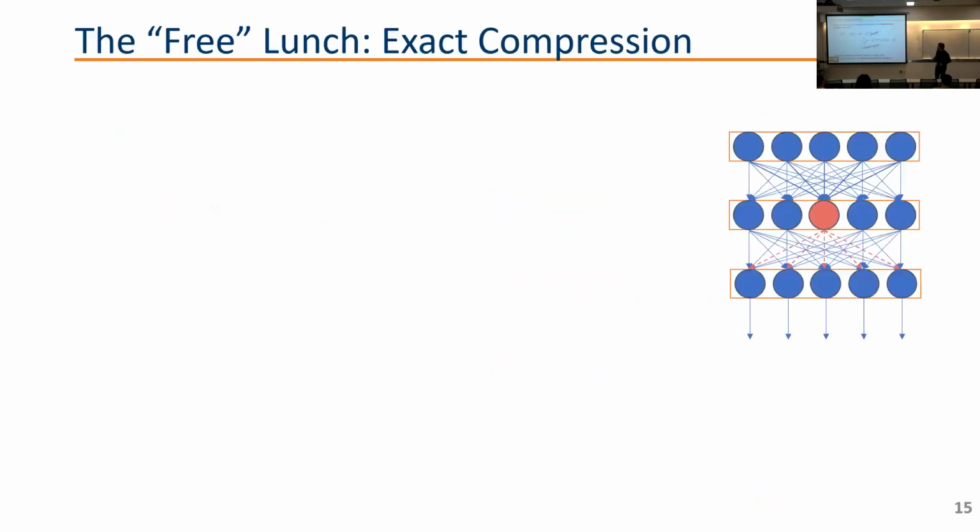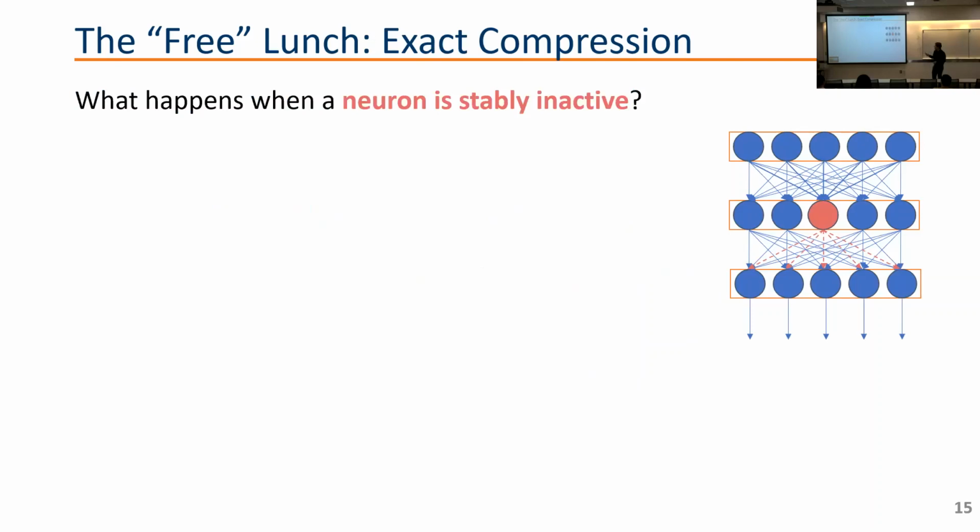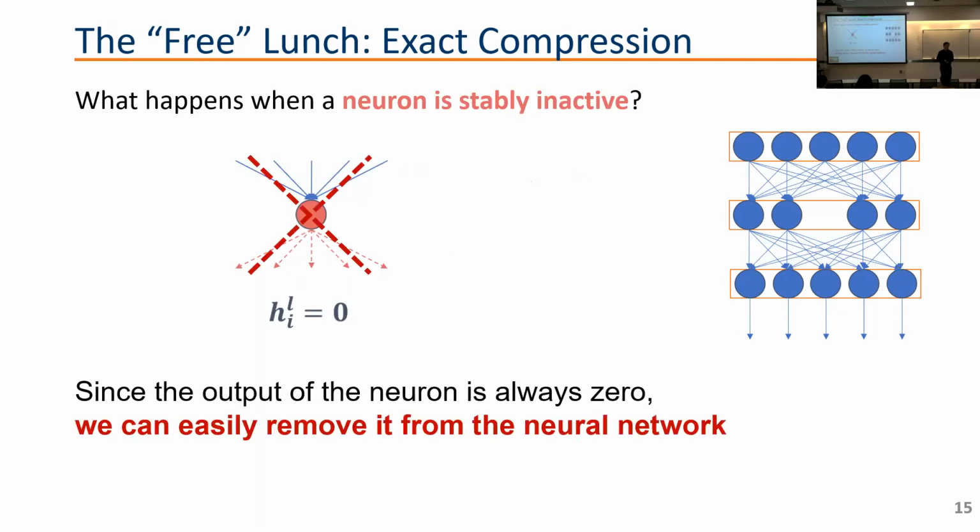And finally, there are also some opportunities for free lunch. For example, we may find some neurons that we can just remove from the neural network with little or no adjustment. For example, if we identify neurons that are stably inactive, meaning that no matter which input is sent through the neural network, they're never going to produce a positive value, we know we can just get rid of them because they just don't influence anything anymore.